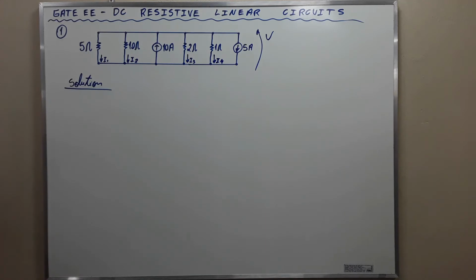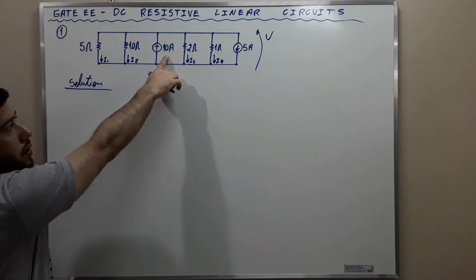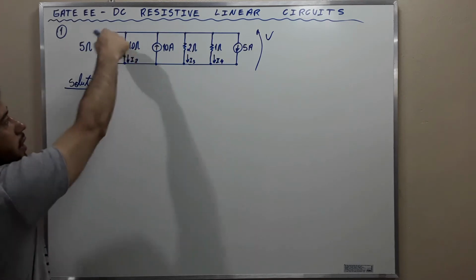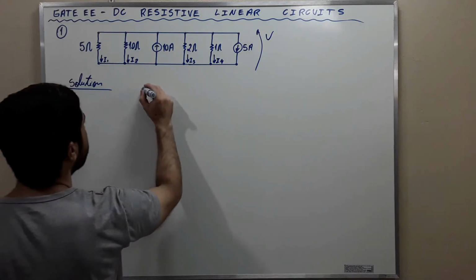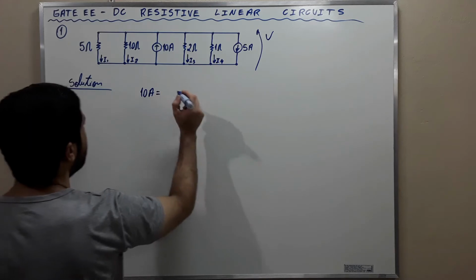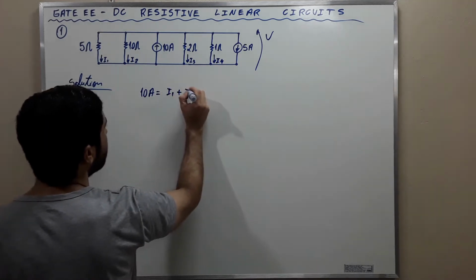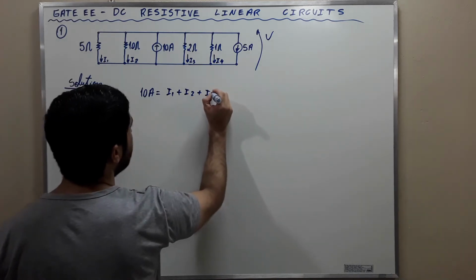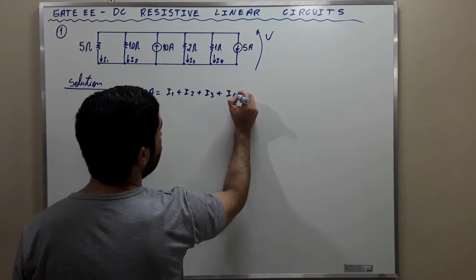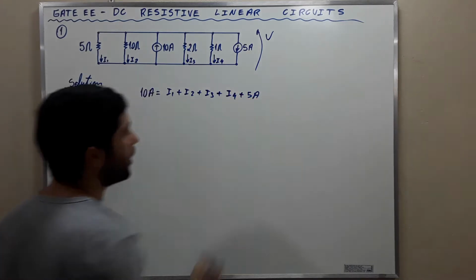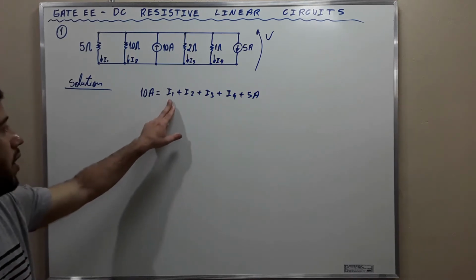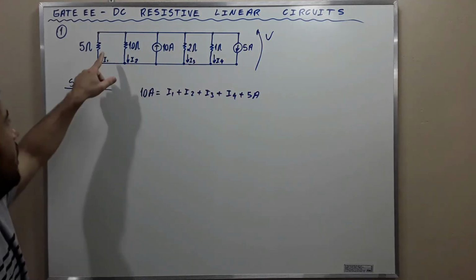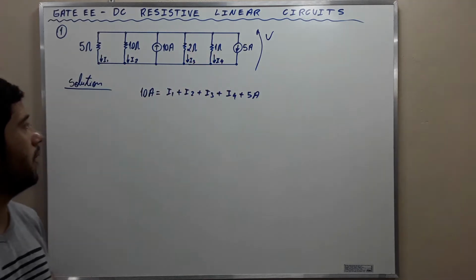Okay? We can assume that 10 amperes is going upwards and the other currents are going downwards. Then we can say 10 amperes is going to be equal to I1 plus I2 plus I3 plus I4 plus 5 amperes. We know how to express these currents in terms of V and the resistances, so we're going to do just that.